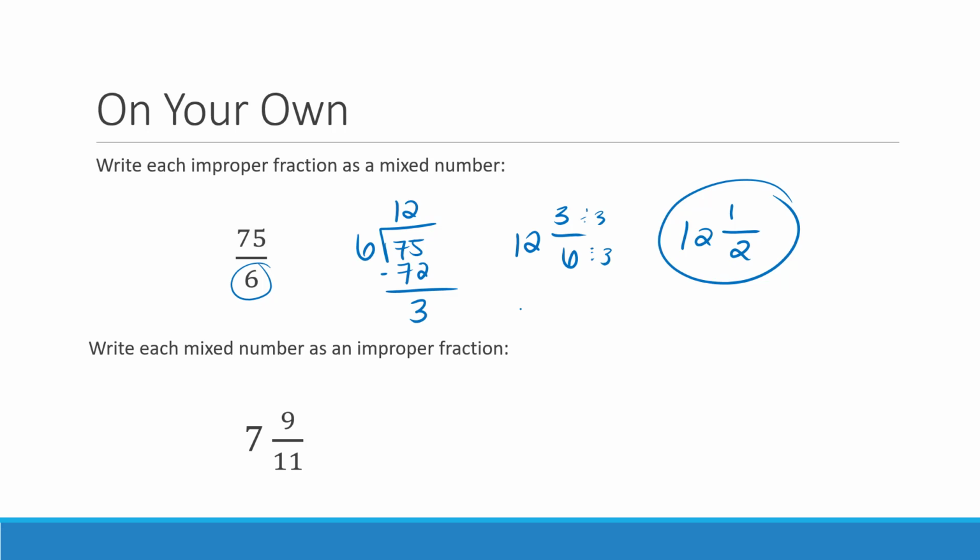So looking at the second one down here, remember we're going to multiply my denominator and the whole number together. So 11 times 7 is going to give me 77. So I'll multiply those and get 77. And then I'm going to add the 9 onto it. So 77 plus 9 is going to give me 86. And my denominator is going to stay the same. Do keep in mind, if you use your fraction key like I taught you a while ago in your calculator, your calculator will change improper fractions to mixed numbers by using that fraction key.